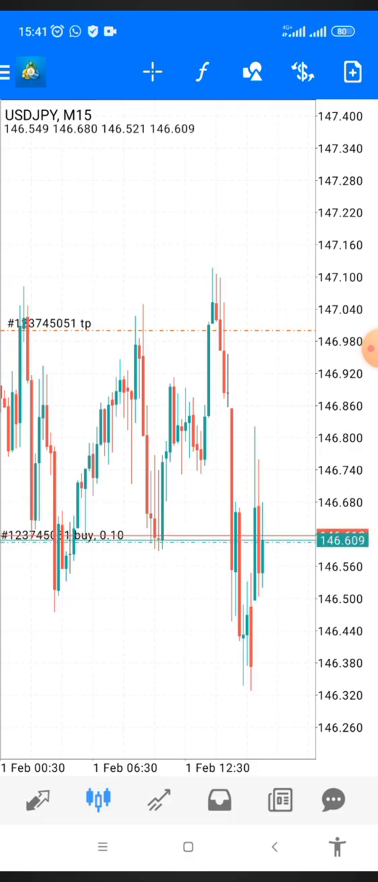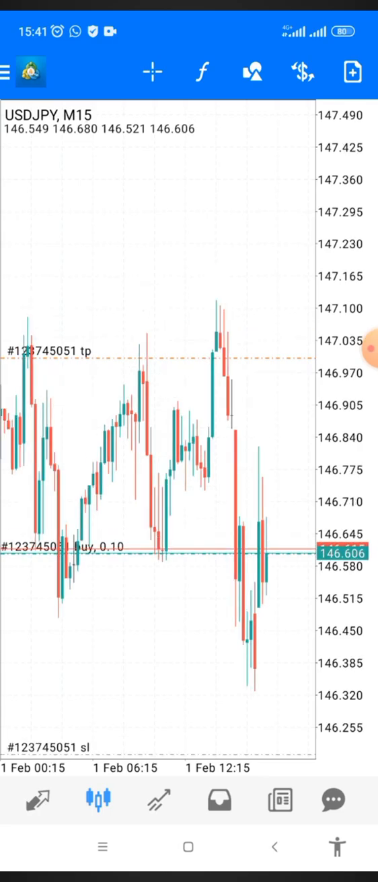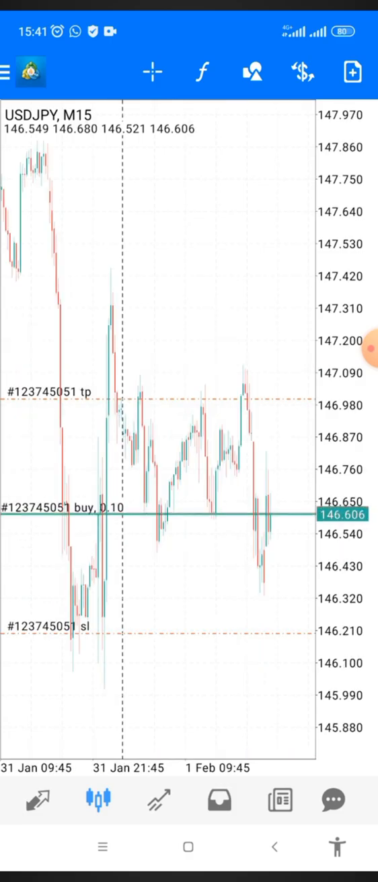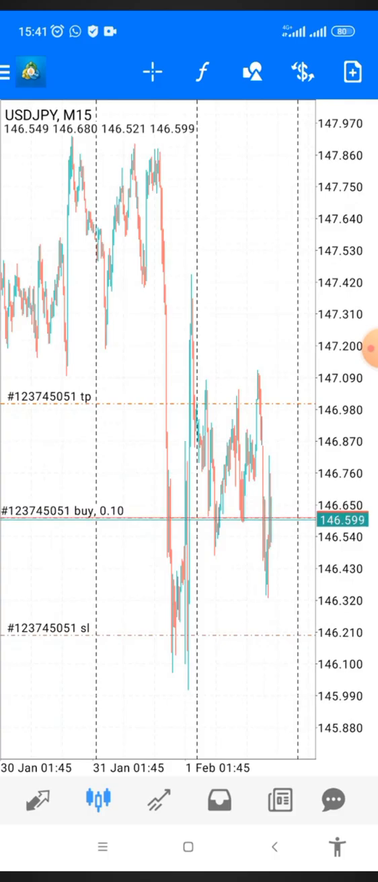But it is below. If you want to see your stop loss, maybe you can zoom in. How do you zoom in? You put your two fingers on the chart, and then you drag the fingers close to each other. You see that when you drag the fingers close to each other, the chart has become smaller. That is how you can zoom in.